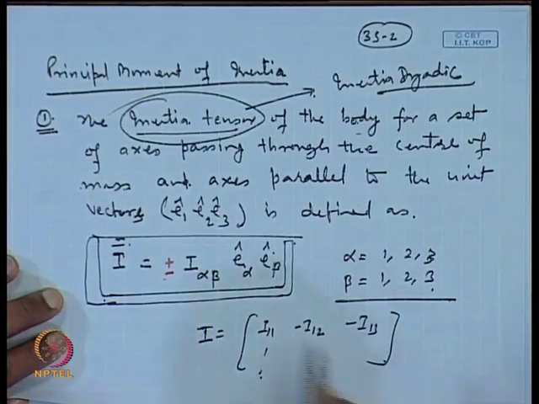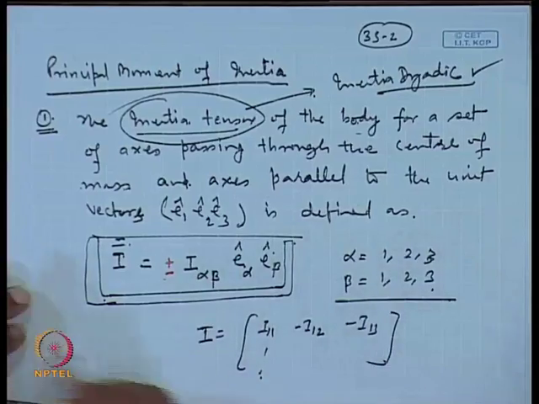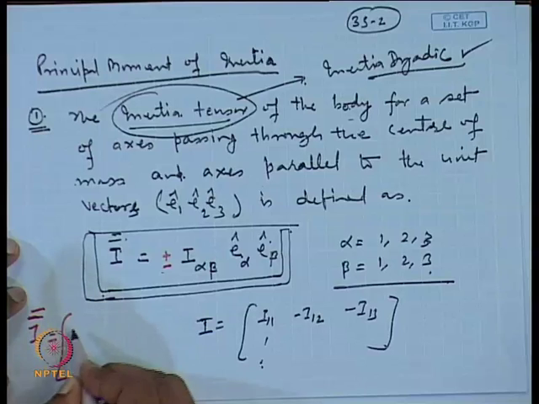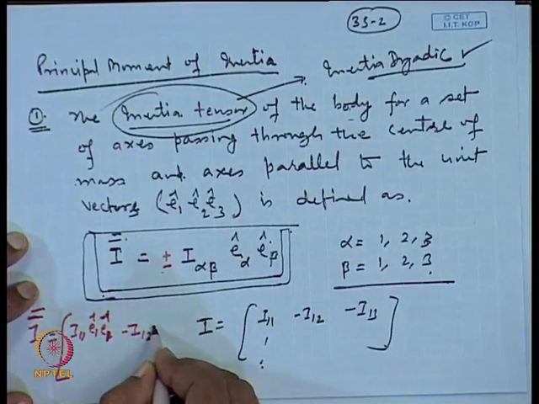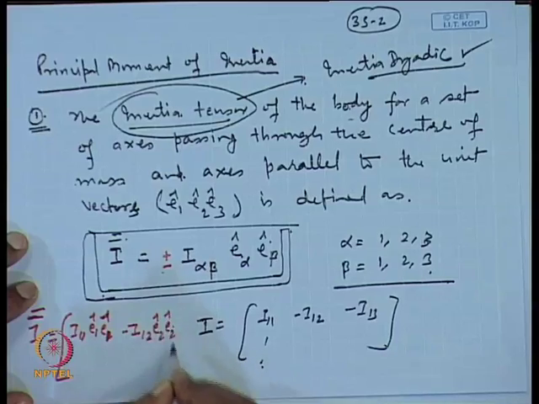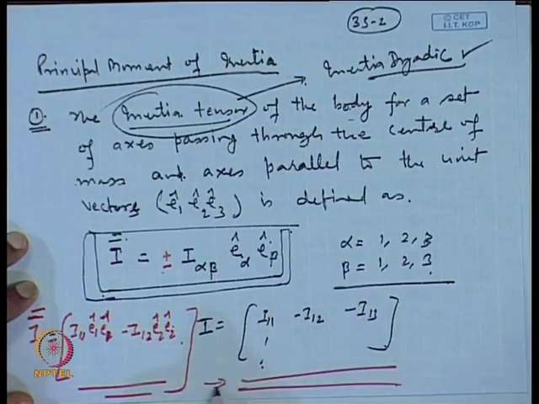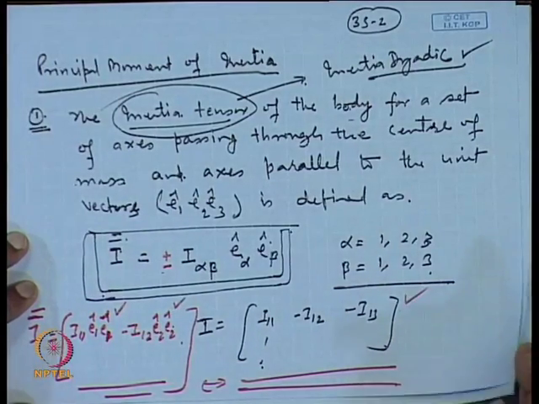While we are talking about the inertia dyadic, in that case you put a double bar over this and then you need to put I 1 1 E 1 cap E 1 cap, then I 1 2 and you can put a minus sign here as we have discussed, E 1 cap E 2 cap and so on. So, this is the difference between these two. Here the vectors are also included, while in this the vectors are not included.